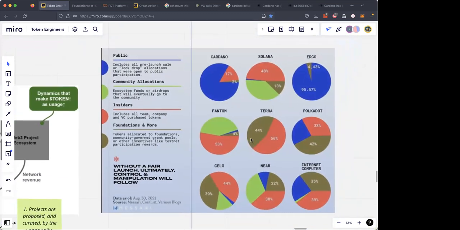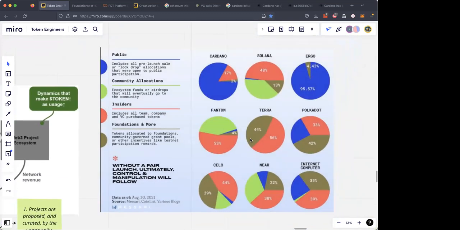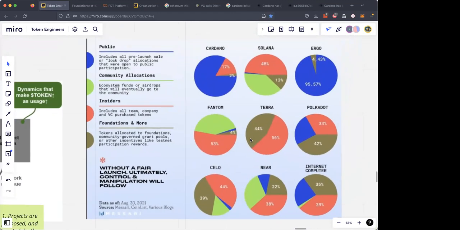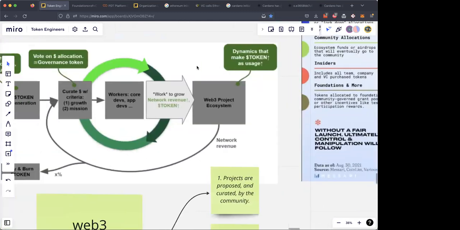And in the end, where you see the public one, in ICP it's just the blue part. You see ICP, the Internet Computer, on the bottom right. And then, for example, Near has a very small slice of blue. So those for me are big no-nos. Right, so this is very interesting within this context.